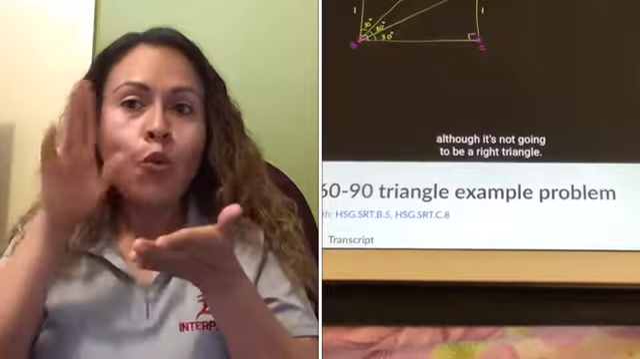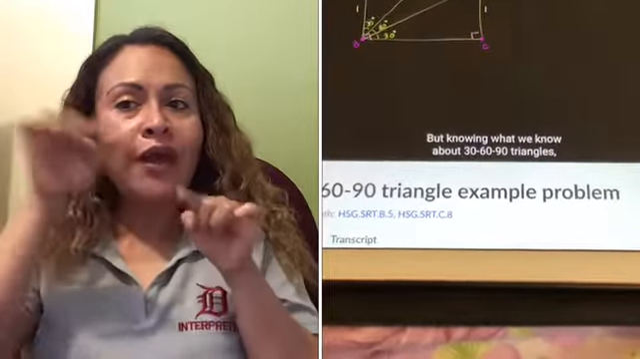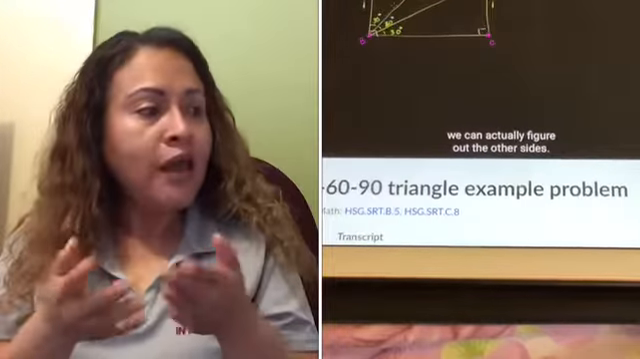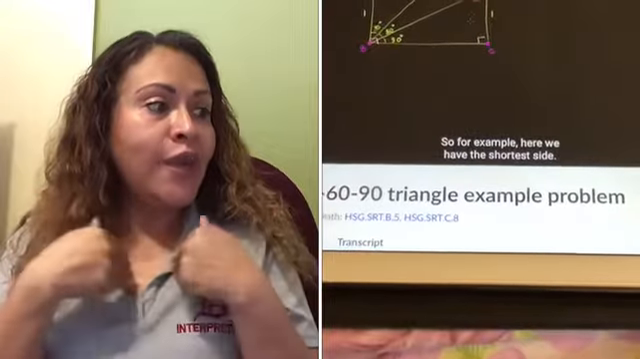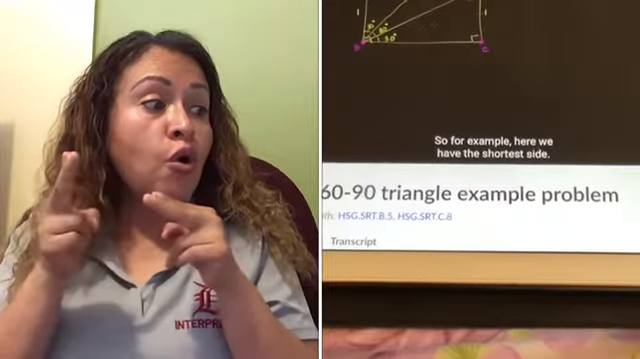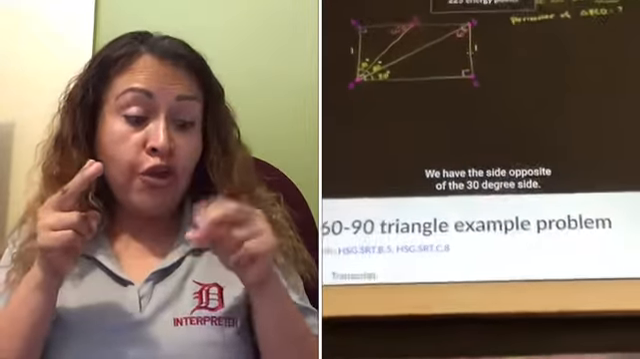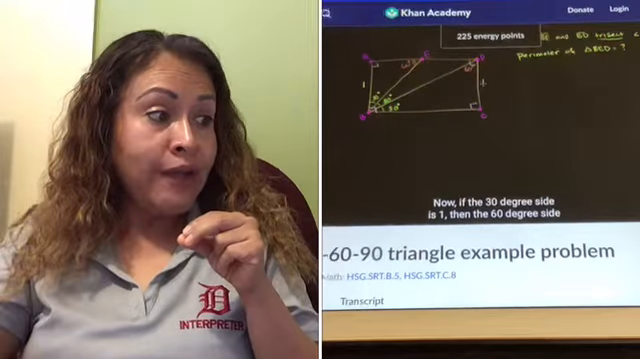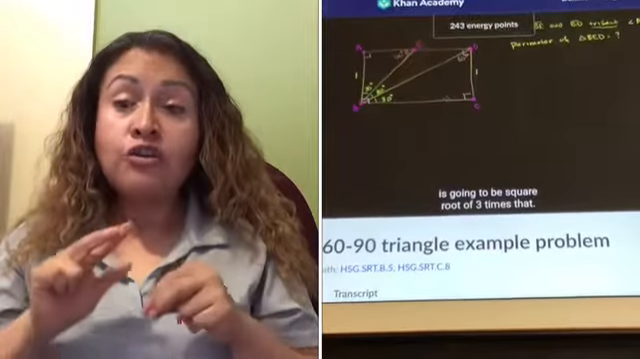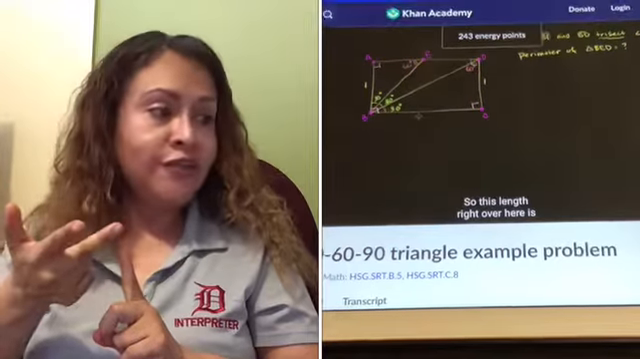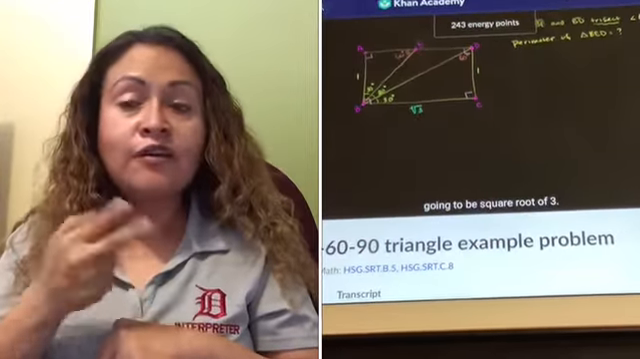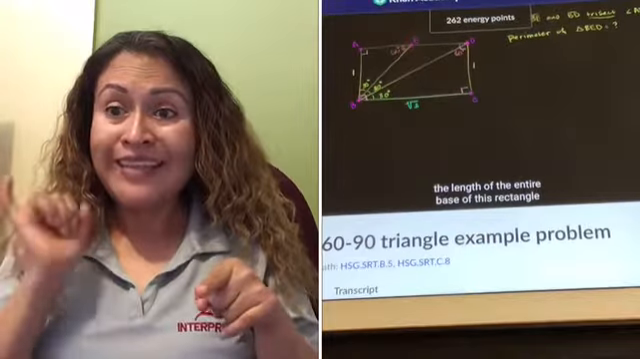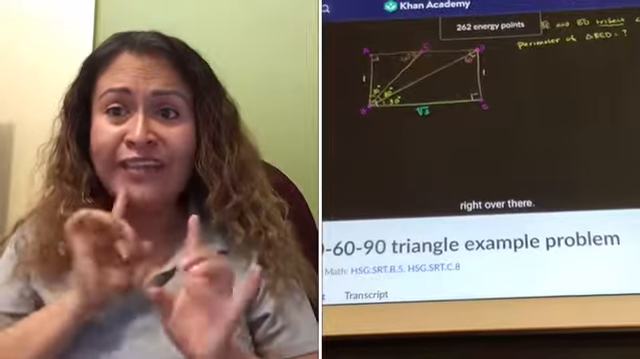But knowing what we know about 30, 60, 90 triangles, if we just have one side of them, we can actually figure out the other sides. So for example, here we have the shortest side. We have the side opposite the 30-degree angle. Now, if the 30-degree side is 1, then the 60-degree side is going to be square root of 3 times that. So this length right over here is going to be square root of 3. And that's pretty useful because we now just figured out the length of the entire base of this rectangle right over there. And we just used our knowledge of 30, 60, 90 triangles.